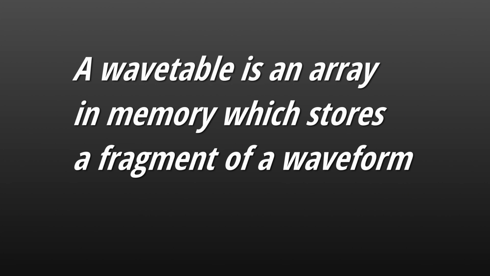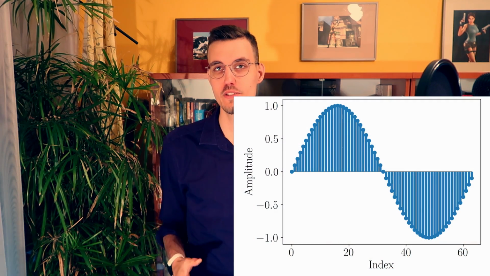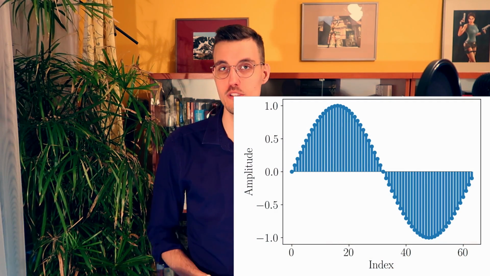A wavetable is an array in memory which stores a fragment of a waveform. In case of a sine function, we could store one period of a sine in, let's say, 64 samples, and it would look like this. The values in a wavetable can be computed using Taylor expansion because we do it only once, typically before we start any processing of sound.